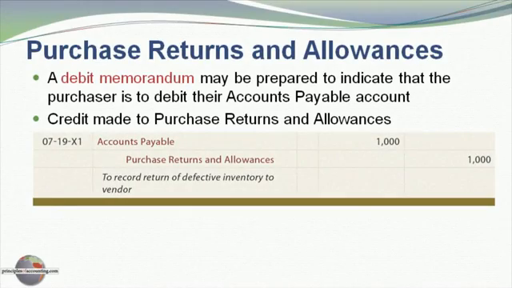Here's a journal entry. I'm returning $1,000 of goods. I'm debiting accounts payable. That's reflective of the debit memorandum. I'm not intending to pay the payable that we're carrying on our books, the reduction. And the credit is purchase returns and allowances. Rather than crediting the purchases account, we'll credit this purchase returns and allowances account.